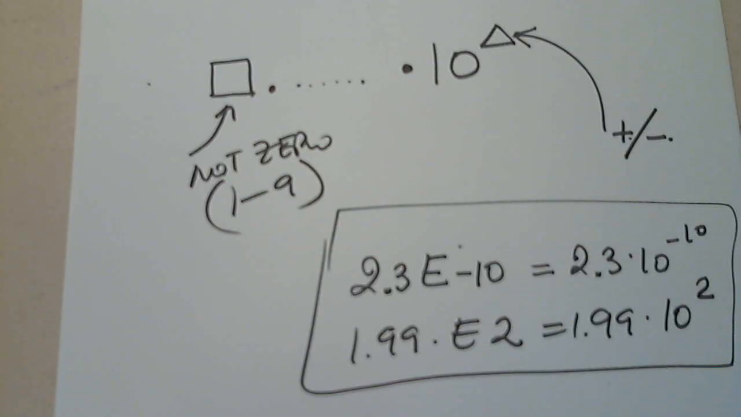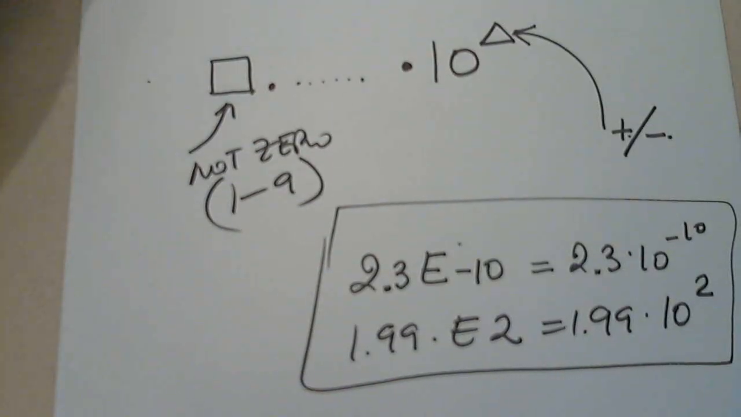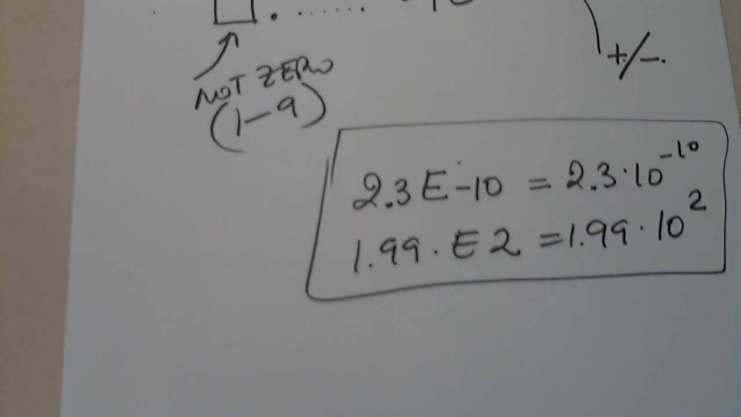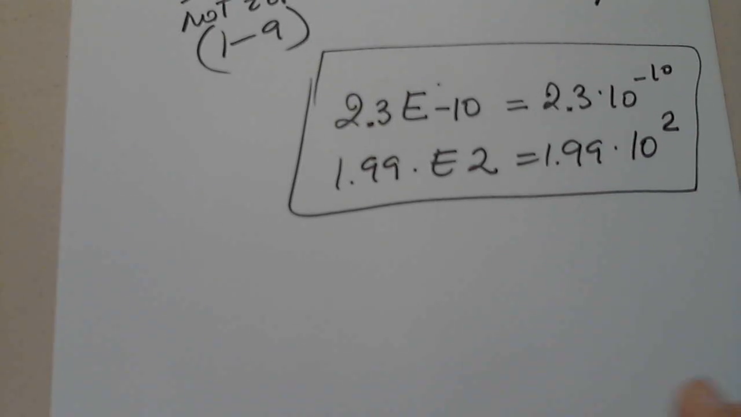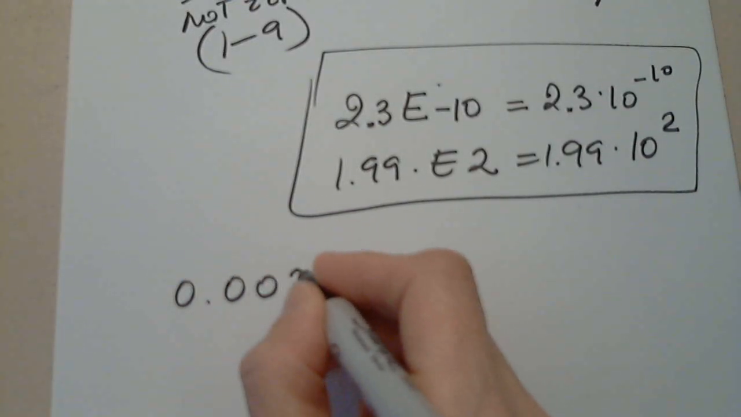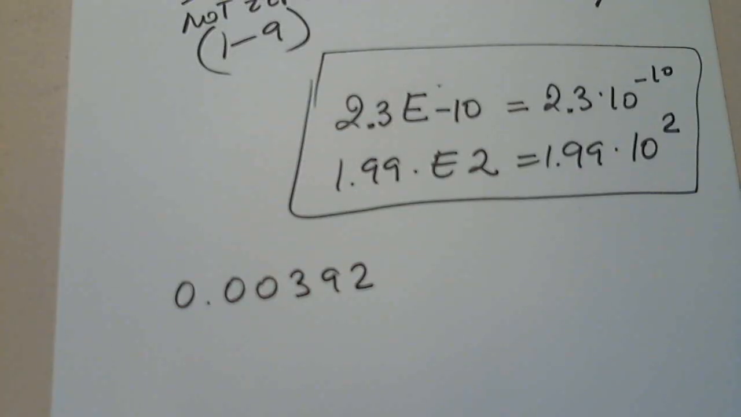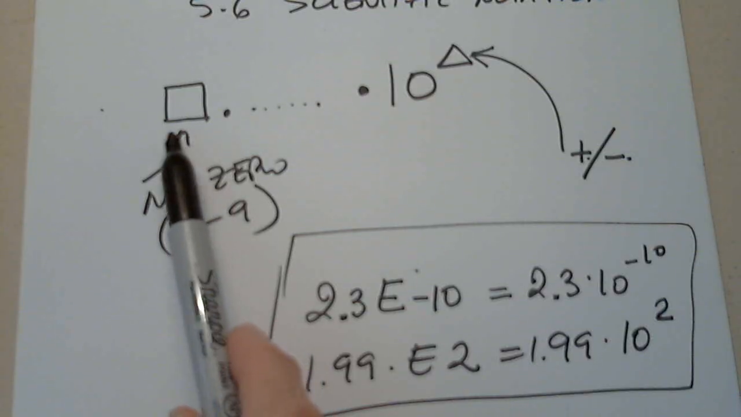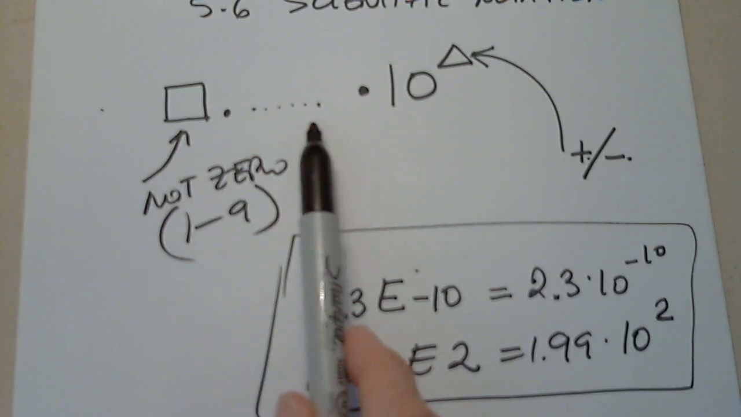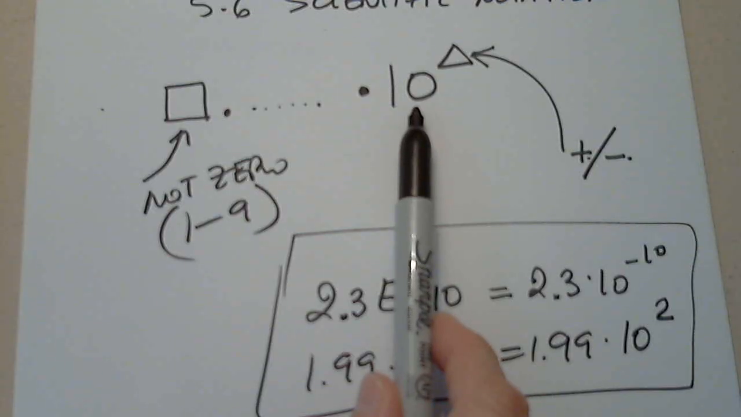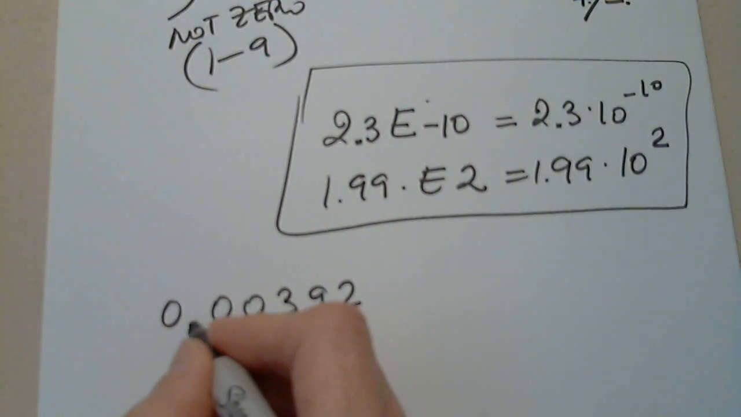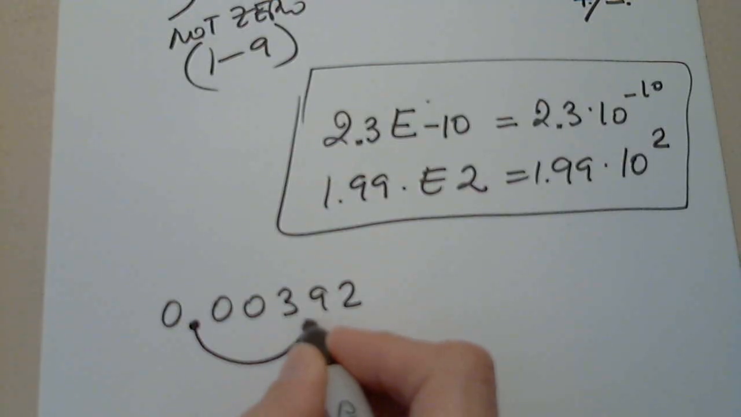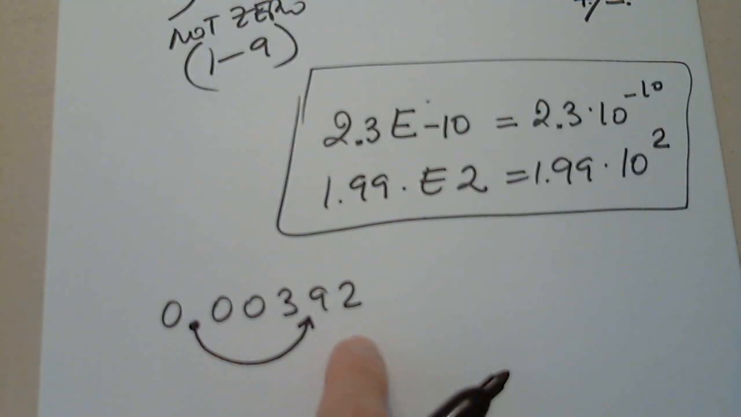Okay, now let's suppose I'm given the following number, 0.00392. And they're asking us to change it into the scientific notation. Scientific notation requires a non-zero digit, 1 digit, decimal point, the rest, and the power of 10. So then it means that I have to move the decimal point exactly 3 spots to the right.